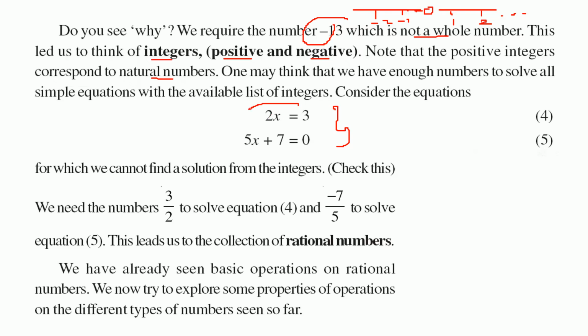For example, if I want to solve 2x is equal to 3, let me divide both sides by 2. It gives you x is equal to 3 by 2. So this 3 by 2 is neither a natural number, nor an integer. It doesn't fall in these categories which we discussed. So this is actually a rational number. A rational number means any number of p by q form, a numerator and a denominator.